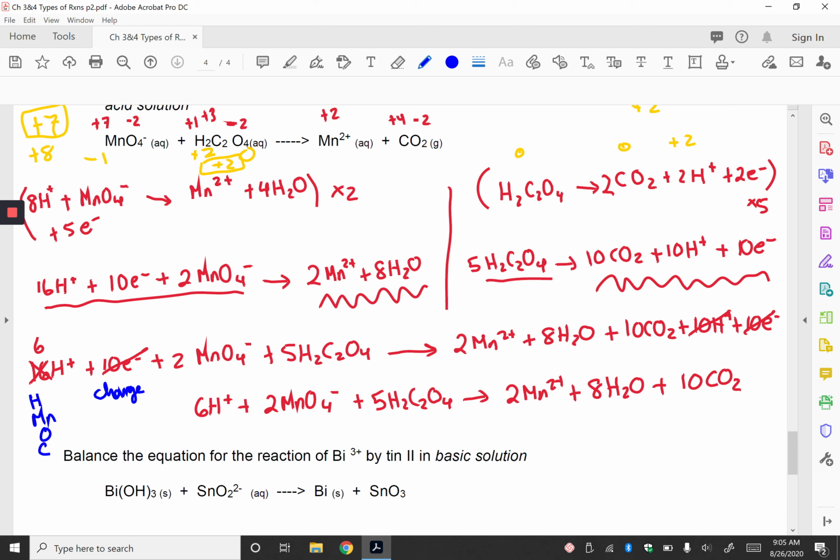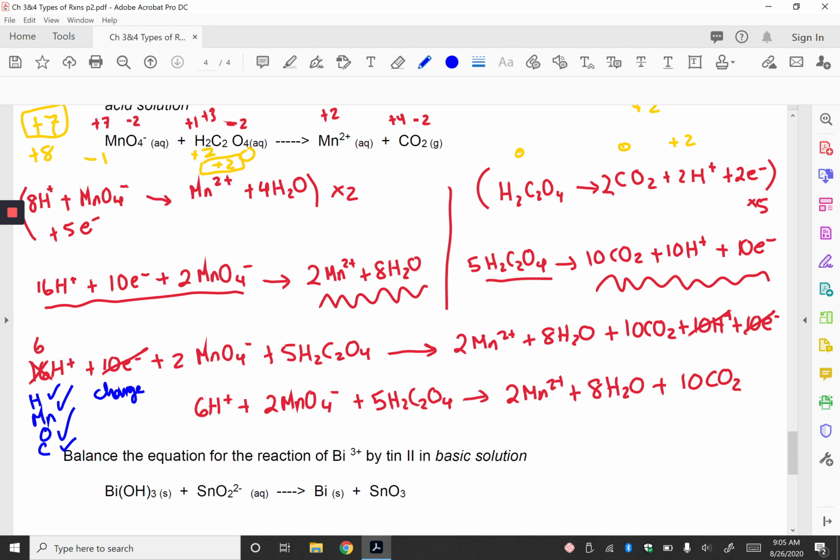So let's check hydrogens first. 6 and 10 is 16. On this side, 8 times 2 is 16. That checks. Manganeses, 2 and 2. Oxygens, 2 times 4 is 8, plus 5 times 4 is 20, so 28 altogether. On this side I have 8, and here 10 times 2 is 20, so 28 altogether. Carbons, 5 times 2 is 10, 10.